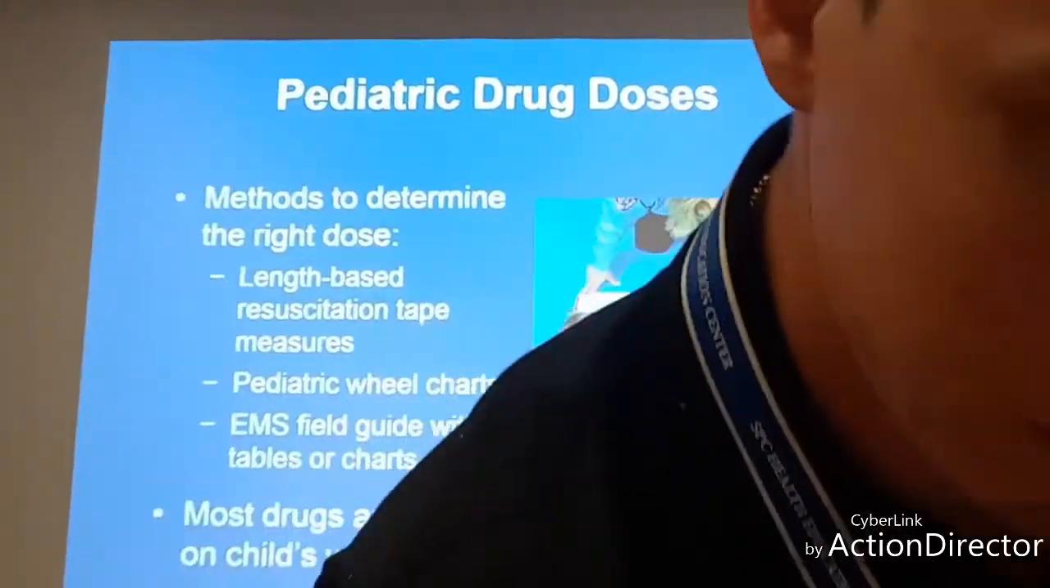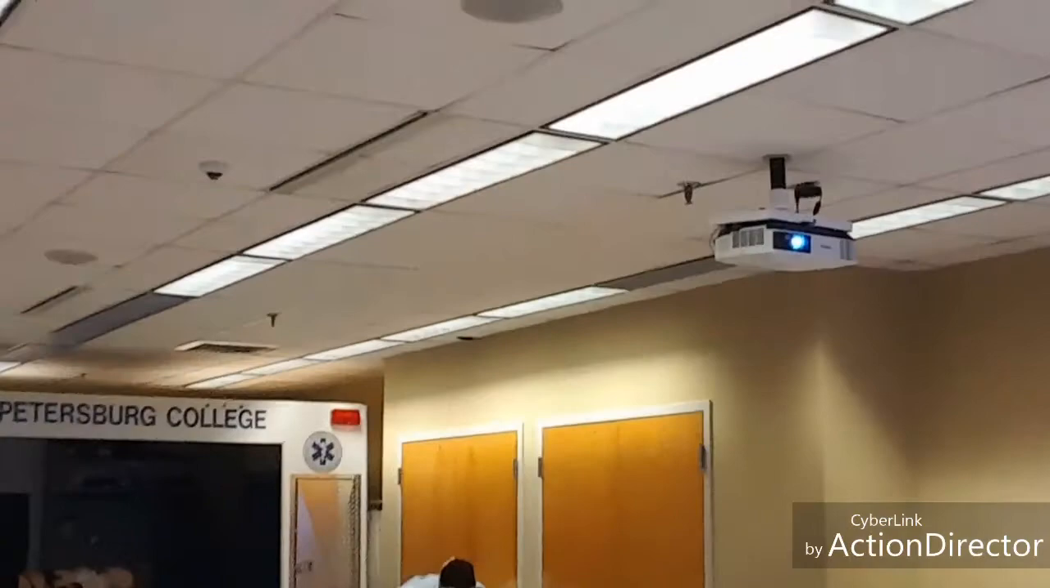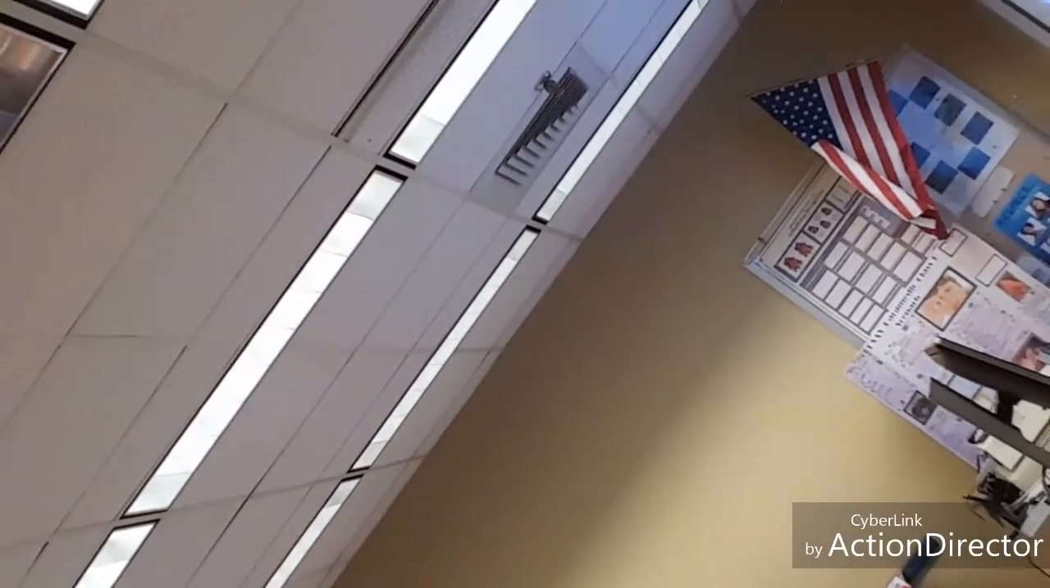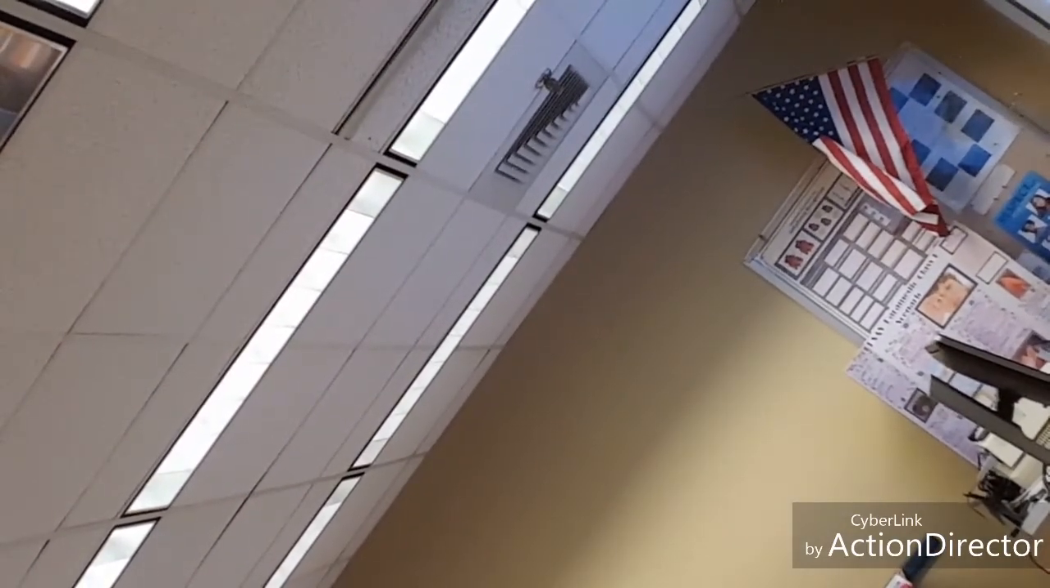Majority, if not all, of your drugs on kids will be weight-based. So it's important that we start getting used to knowing how to start changing drugs into whatever. There's many little cheat sheets for us, EMS field guides, tables. There's a bunch of apps out there, okay? I'm not saying you can't use your phone on scene. I'm just saying for math reasons, you barely have to, but for other things, you might need to.